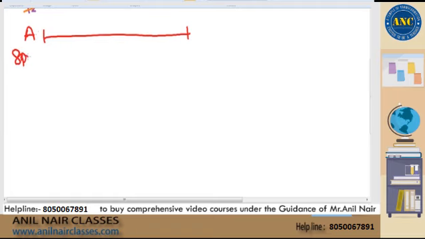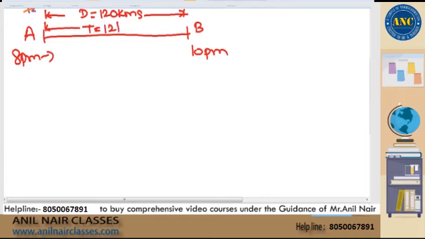A is starting at 8 o'clock, B is starting at 10 o'clock. The distance between A and B is given as 530, but I am assuming it as 120 for my easy calculations, and the time for A to B to travel is 12 hours. The time for B to A is also 12 hours. If I assume it as 120, speed of first train is 120 by 12. It is 10 kilometers per hour, which is a whole number. Speed of second train is 120 by 12. Again, it is 10 kilometers per hour. I hope everyone is clear till this point.